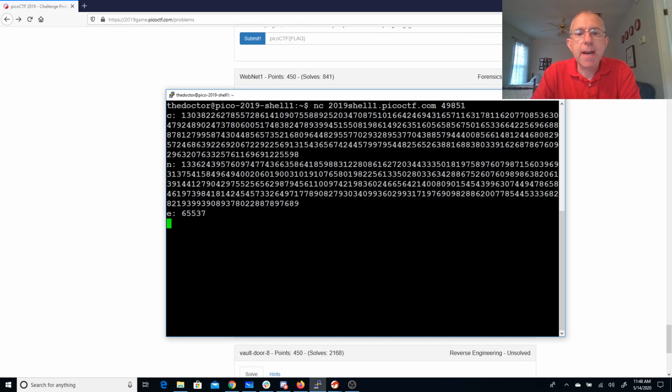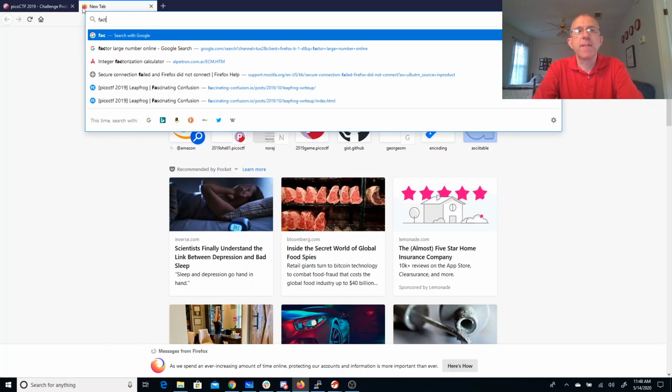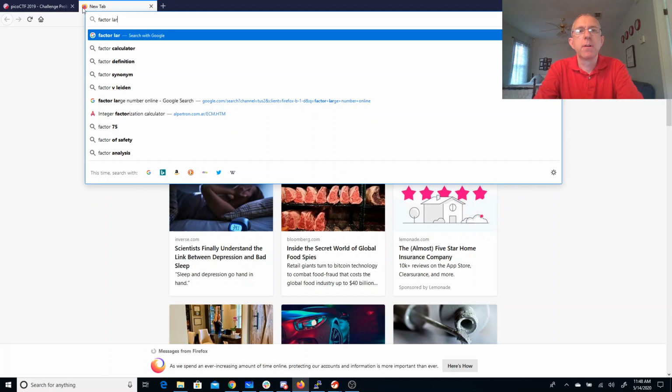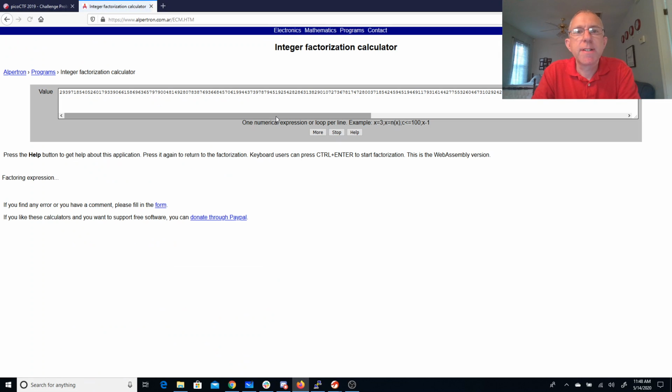All right, we have C, N, and E. Now it suggests that N has more than two factors. That should make N a lot easier to factor. So let's say factor large number online. Okay, let's see what these people have to say.